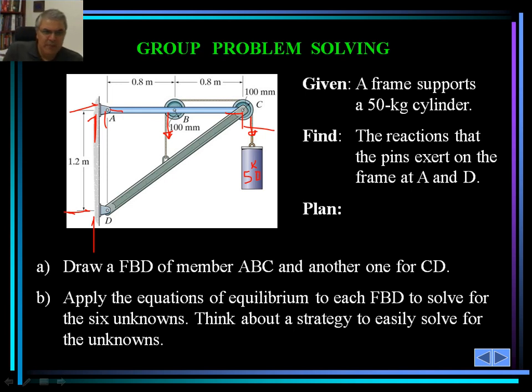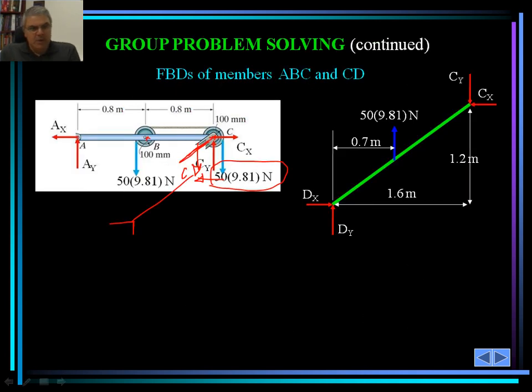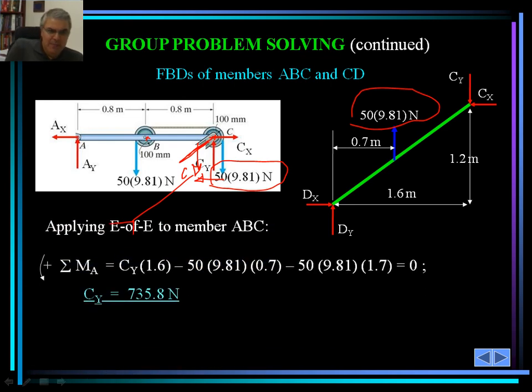This is very important for you to realize that the weight, the 50 times 9.81, is also being applied here at this location, since the pulling in this direction is going to cause a force right here at that location. So it's very important for you to realize that. That is shown by 50 times 9.81. This is the reaction as a result of the weight of the cylinder.